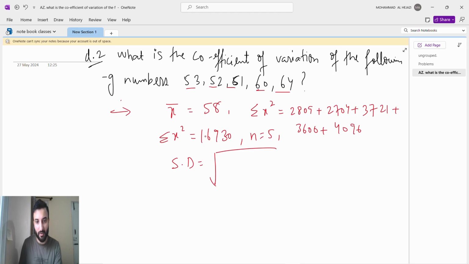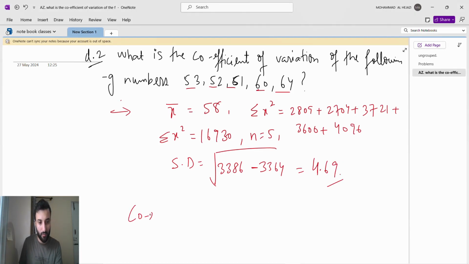Standard deviation is the square root of summation of x square divided by n minus x bar square. 16,930 divided by 5, we'll get 3386, minus x bar 58 square, so 3364. So 3386 minus 3364 is 22, square root is 4.69. Yes, standard deviation is 4.69.